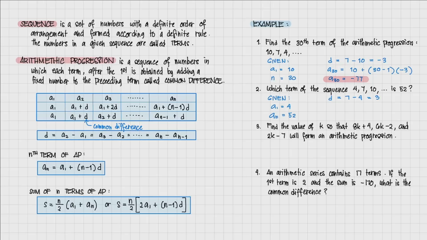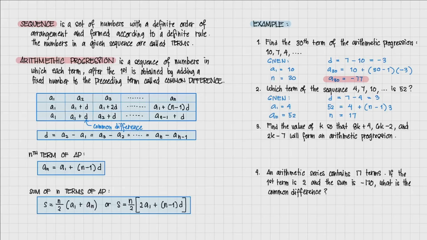Alright, so I think we could use this formula. We have the nth term, we have A1, we have D. What we're trying to figure out is N, or what number of term is 52, right? So let's just substitute the values in our formula. So AN now is 52. That's equal to A1, which is 4, plus N minus 1 times 3. So solving for N, that would now be equal to 17.